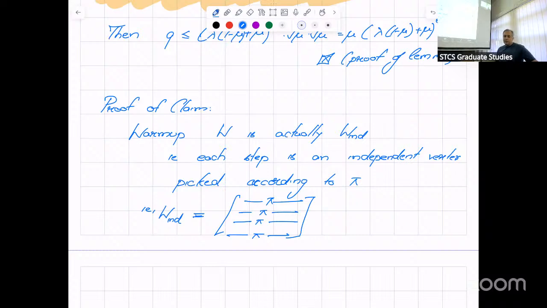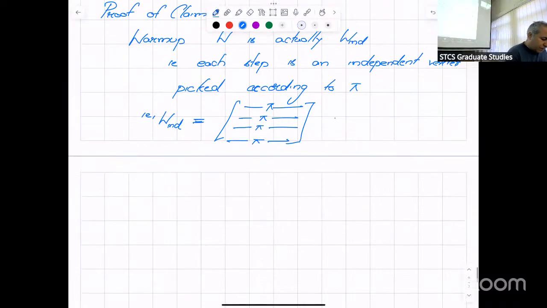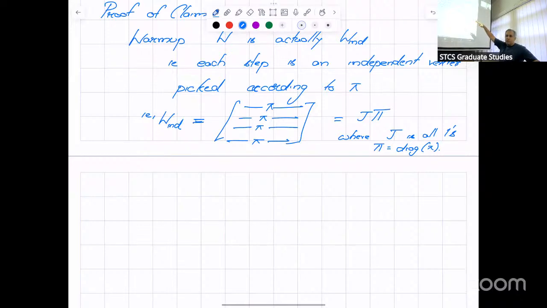Okay. Notice that this is the same as J pi, where J is the all ones matrix, and pi, of course, is what we have already seen. It's a diag of the stationary distribution. That's exactly that matrix. This is a rank 1 matrix. For a rank 1 matrix, it's easy to understand its norm. There's only one vector on which it's going to act. All the other vectors, it's going to kill. That's why this is a nice guy.